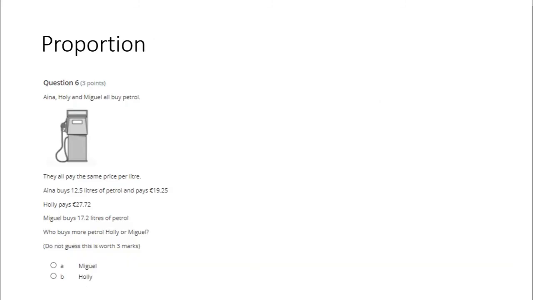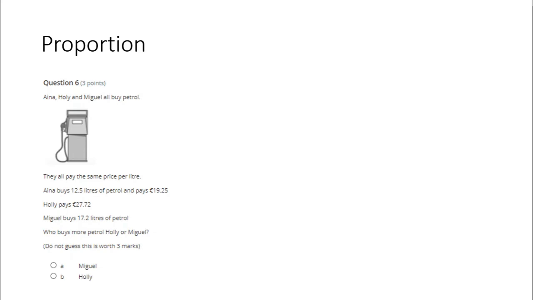Next, another proportion question. I'm told that 3 different people, Ina, Holly, and Miguel, all buy petrol and they all pay the same price per liter. But because Ina buys 12.5 liters, she pays 19.25 euros. Holly pays 27.72 euros, but I don't know how many liters she bought. And Miguel buys 17.2 liters, but we don't know how much he paid. We're trying to work out who buys more petrol, Holly or Miguel.